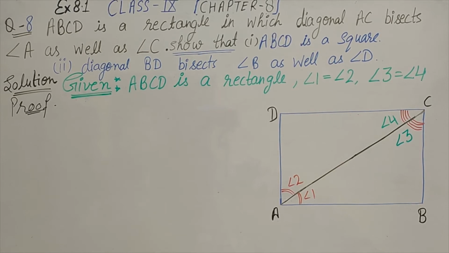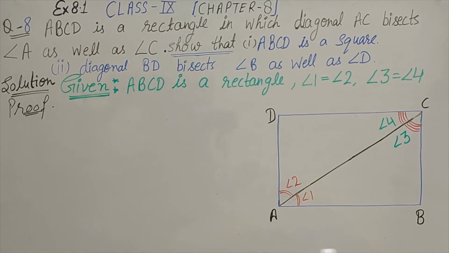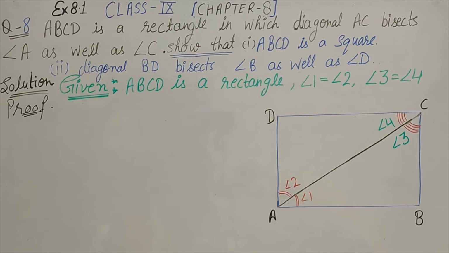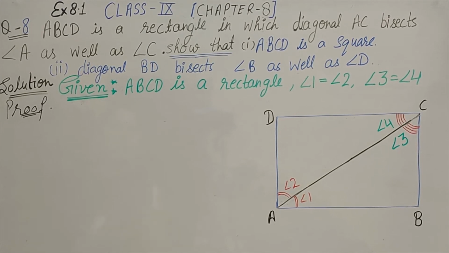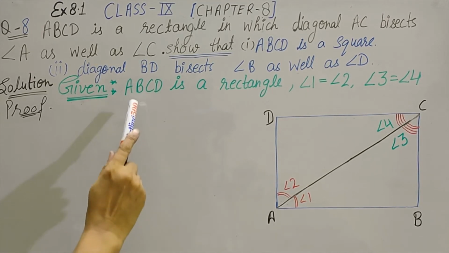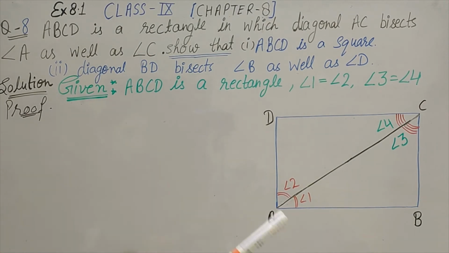Let us see question number 8. In this question, ABCD is a rectangle in which diagonal AC bisects angle A as well as angle C. So what is given? ABCD is a rectangle. Angle 1 is equal to 2 and 3 is equal to 4. So we have to prove it is a square.